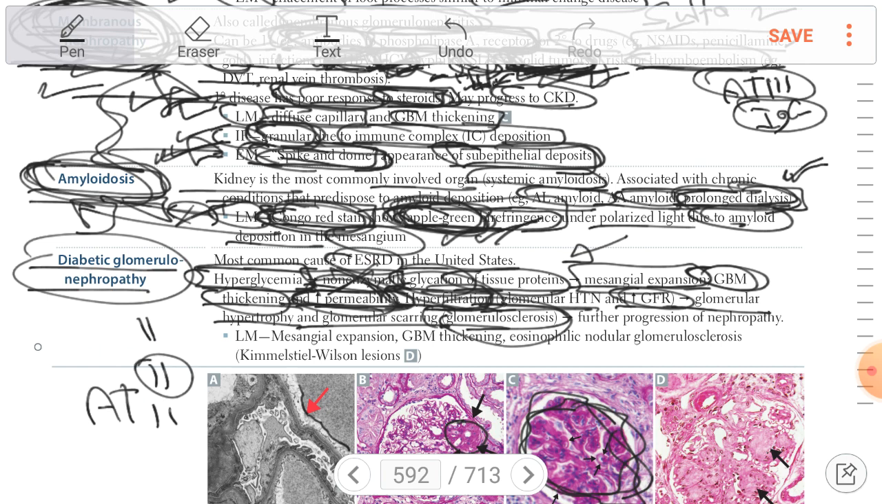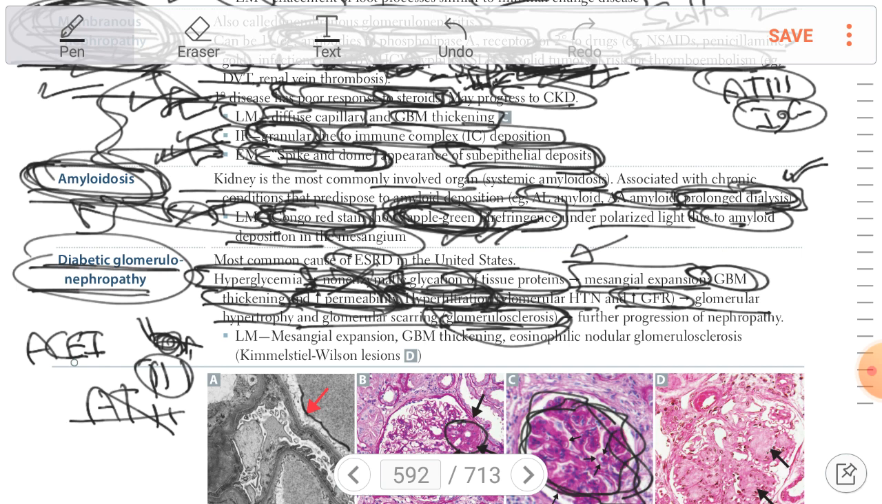So you will treat it with ACE inhibitor to inhibit angiotensin 2, which is causing vasoconstriction of the efferent, leading to vasodilatation of the efferent, leading to decrease in the hydrostatic pressure in the glomeruli, leading to decrease in the glomerular filtration rate, decrease in the hyperfiltration, decrease in the glomerulosclerosis associated with diabetic glomerulonephropathy.